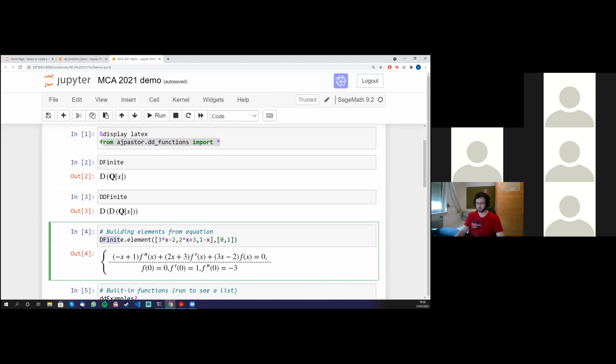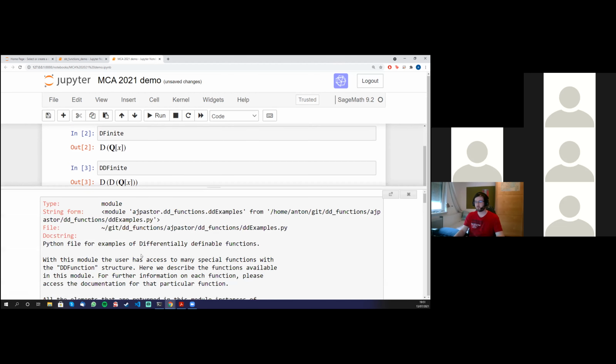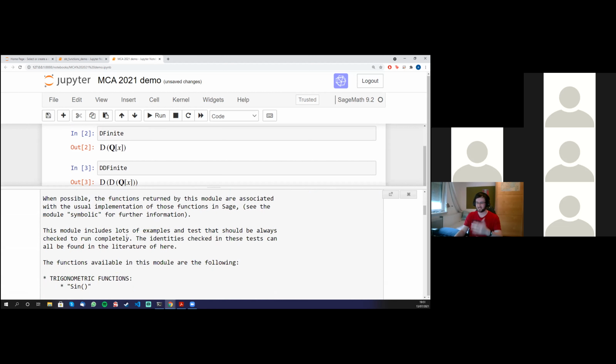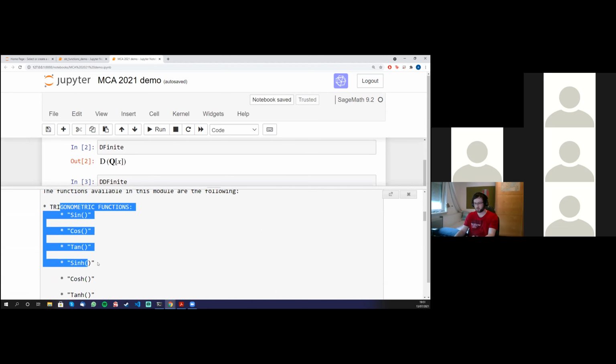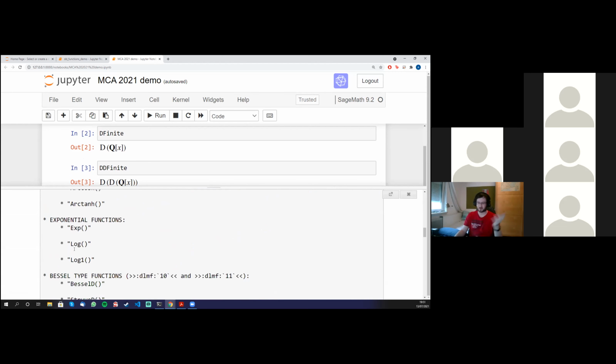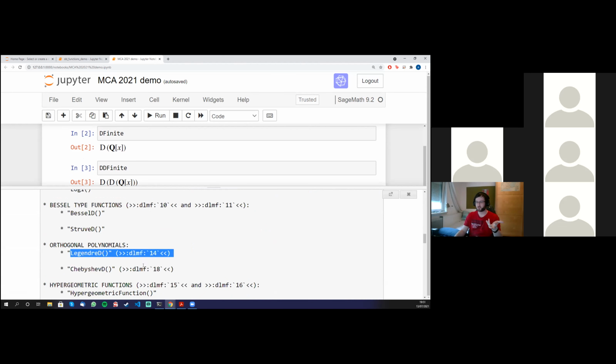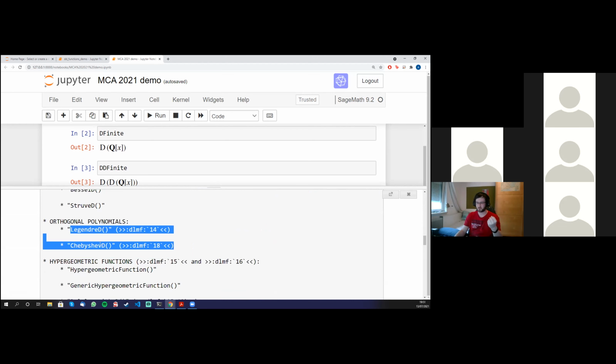Like you use the ring dot element and you put the list of coefficients and you put the list of initial values, and it builds you the object that is the function that satisfies the linear equation that you were looking for and has some initial values. There are plenty of building examples, and here you see the documentation and a list of functions. You have all the trigonometric functions in the package, all the arcsine, arctangent, everything, the exponential function, the logarithm, the Bessel and Struve functions are also included. Some families of orthogonal polynomials are included in the package already, so you can just use these methods to create these objects within the package.